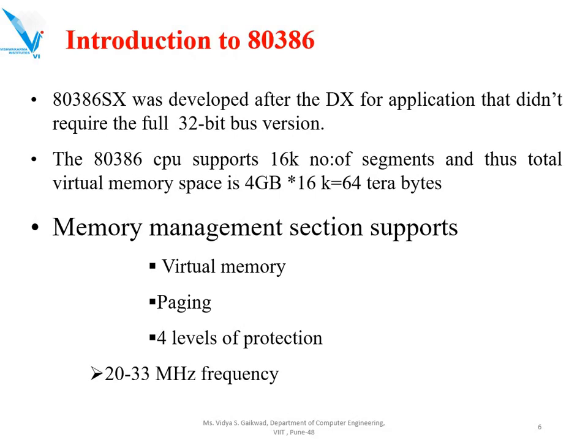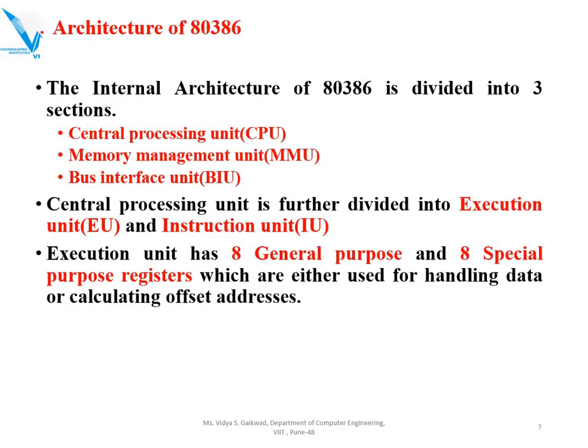This 386 supports 16 kilobyte segments, and thus the total virtual memory space is 4 GB into 16 kilobyte, which is equal to 64 terabytes. The memory management section of this 386 supports virtual memory, paging and 4 levels of protection. This memory management works at a frequency of 20 to 33 megahertz.